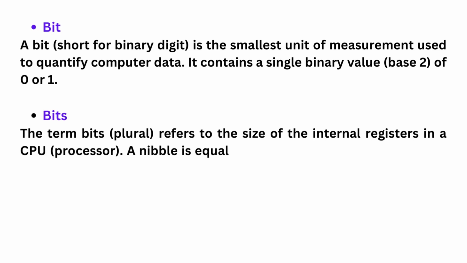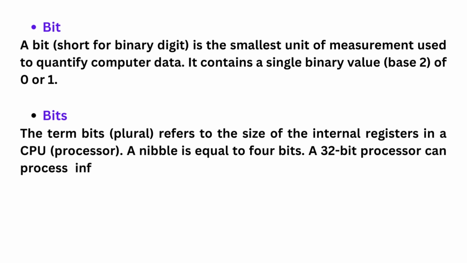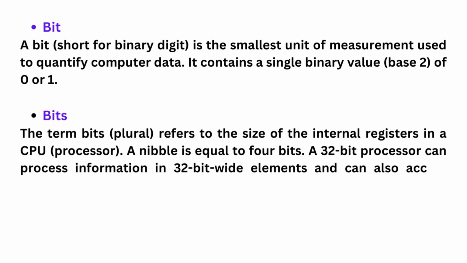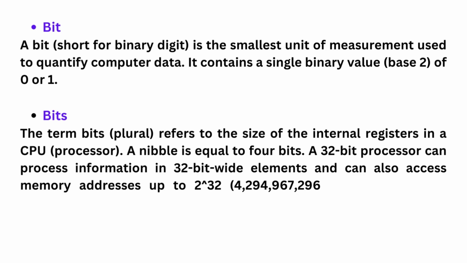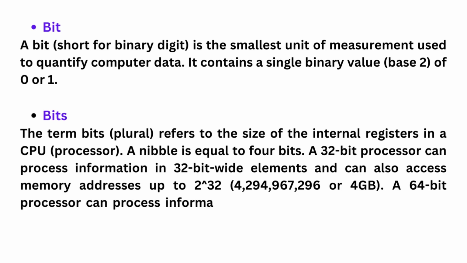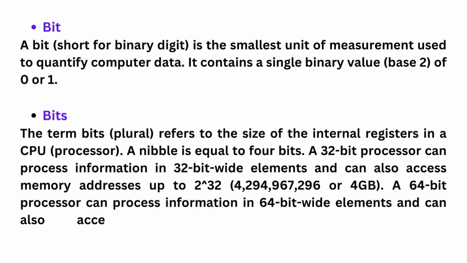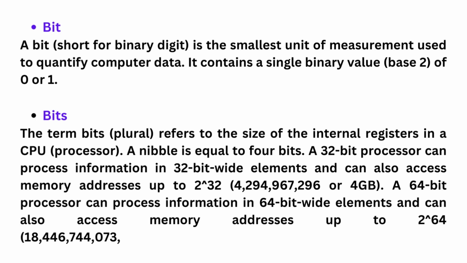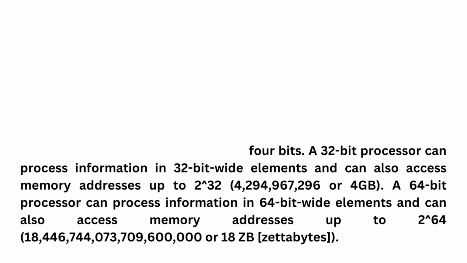A 32-bit processor can process information in 32-bit wide elements and can also access memory addresses up to 2^32, 4,294,967,296 or 4 GB. A 64-bit processor can process information in 64-bit wide elements and can also access memory addresses up to 2^64, 18,446,744,073,709,600,000 or 18 ZB, zettabytes.